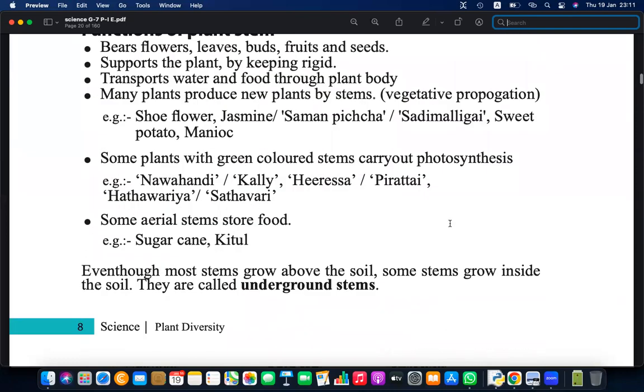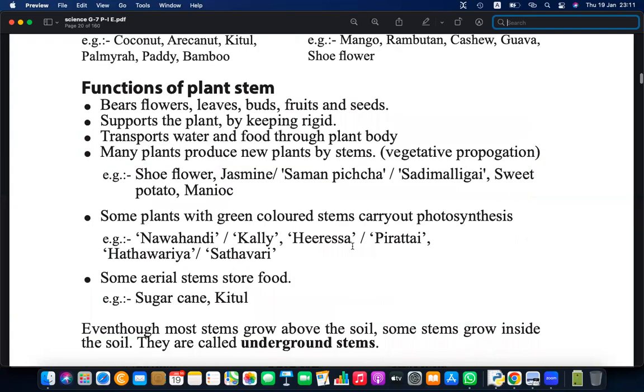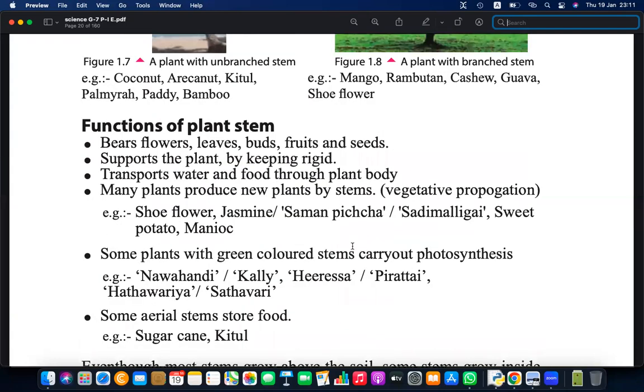Then again, we discussed the functionality of the stem. Actually, it provides strength. It helps in standing, transporting food, and providing rigidity to keep the plant in a rigid stand, and also bearing the buds, leaves, fruits, etc.